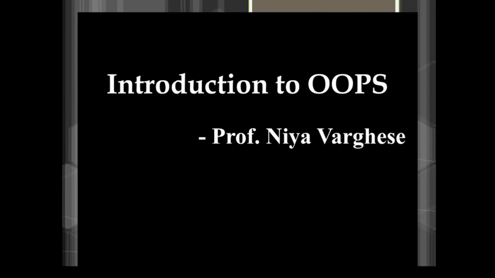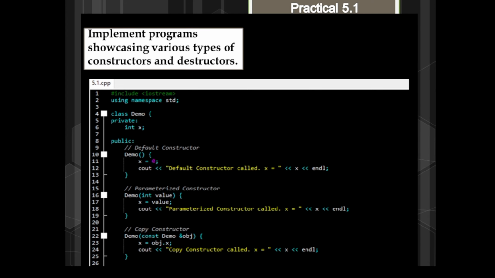Hi everyone, today we are going to learn practical number 5 of OOPs in C++. So I'll take you to the practical question, that is, implement a program showcasing various types of constructors and destructors, which means that we'll understand when they are called during object creation and destruction.